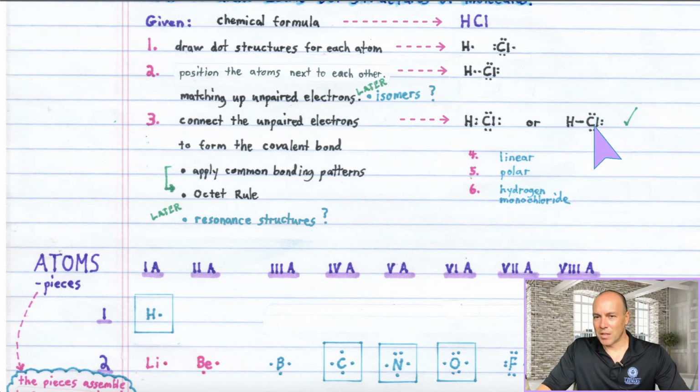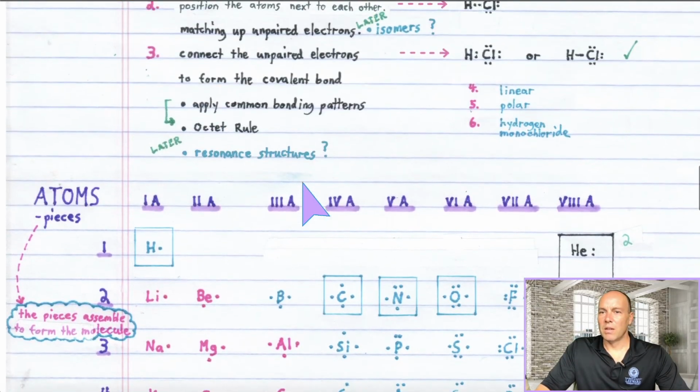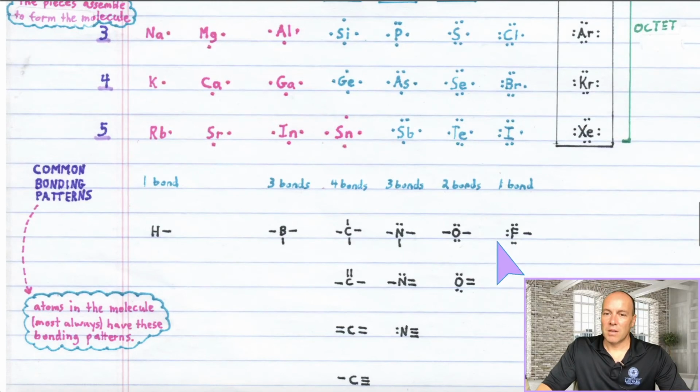So let's look at this simple one right here. You see hydrogen has a single bond, and that's the bonding pattern for hydrogen. And you see chlorine has three non-bonding pairs, and then one bond as well. And so that's the bonding pattern for chlorine. And there you go. That's what it's supposed to do.